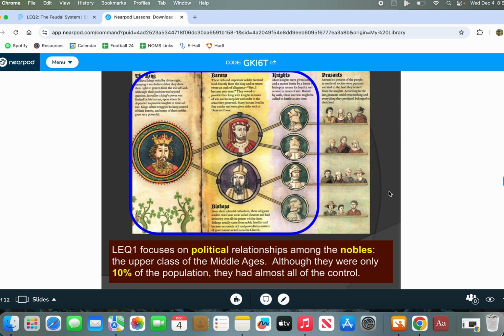All right. So, continuing, LEQ 1 focuses on political relationships among the nobles, the upper class of the Middle Ages. Although they were only 10% of the population, they had almost all of the control. So this is only 10% at the time. The first thing you should think is, you're telling me these 3 categories take up 10% of the population. So that means these take up 90. Peasants take up 90. That is a lot. So they controlled everything. These are the people in control, and they only made up 10% of the population.